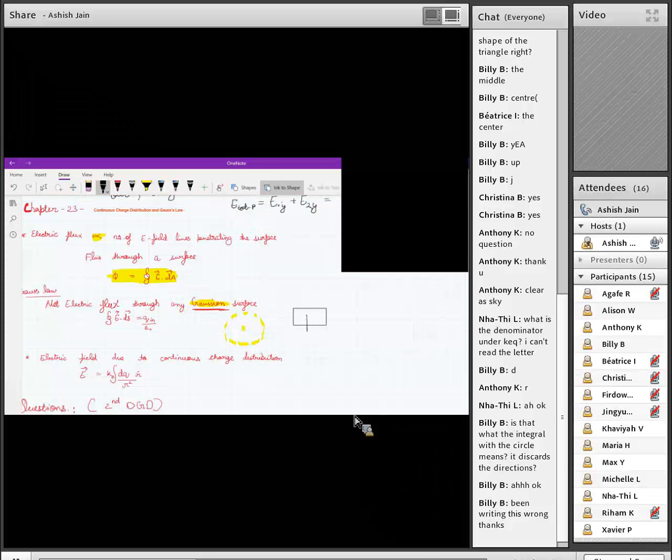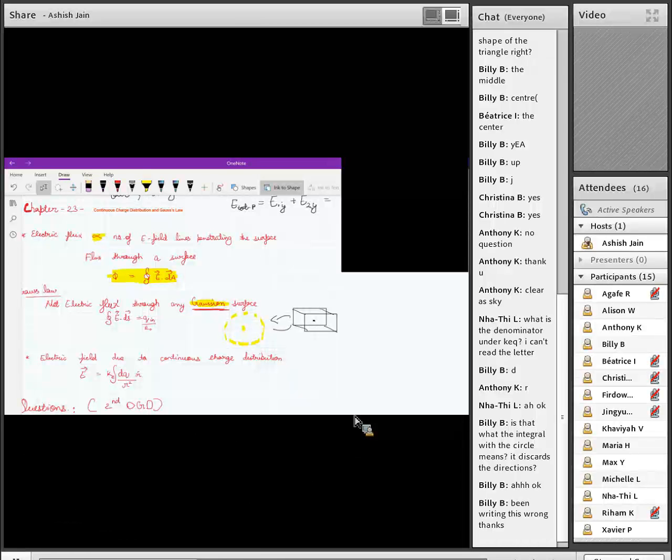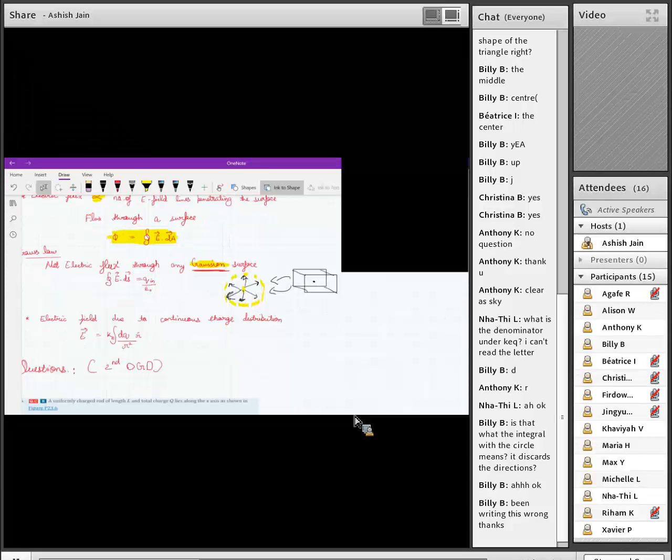You can draw a cube as well, and you can say this is a Gaussian surface. But due to the symmetry and the fact that the electric field is perpendicular at every point on the spherical surface, we always consider the Gaussian surface to be a sphere. You can prove this using a cube as well, but that'll be heavy mathematics, so you don't want to go through that. Just the sphere simplifies that.